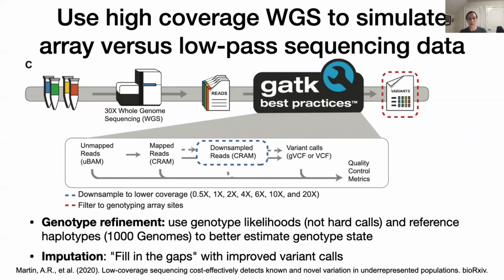And so with these different strategies for low coverage sequencing, we need to do what's called genotype refinement. Here we can use the genotype likelihoods rather than the hard genotype calls themselves, and reference haplotypes like those that we can derive from the 1000 Genomes Project to better estimate the genotype state. And then for both low coverage sequencing and for GWAS arrays, we can use imputation to fill in the gaps, which improves the number of variants that we have called in our data set.